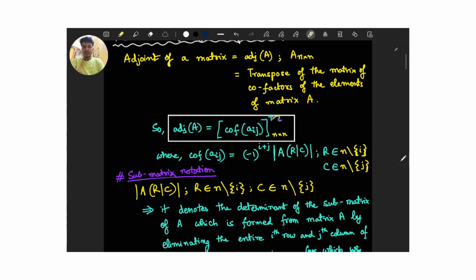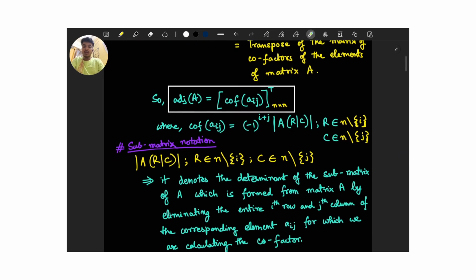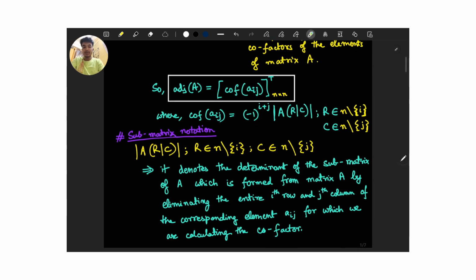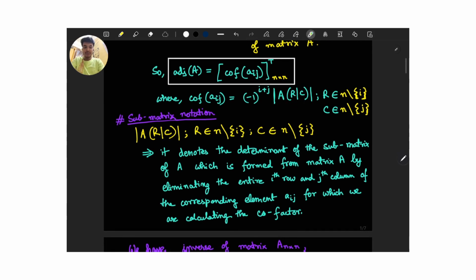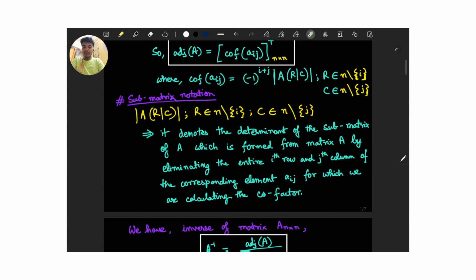The adjoint of A is the transpose of the matrix of cofactors of the elements of matrix A, denoted by Aij, where i represents the row and j represents the column of the matrix A. Now, what is the cofactor of the corresponding element Aij? It is nothing but -1 to the power of i plus j, times the determinant of a submatrix, which is denoted by this. Now, what is this submatrix? I would tell you. This is just a notation, don't be scared of it. It denotes the determinant of the submatrix of A.